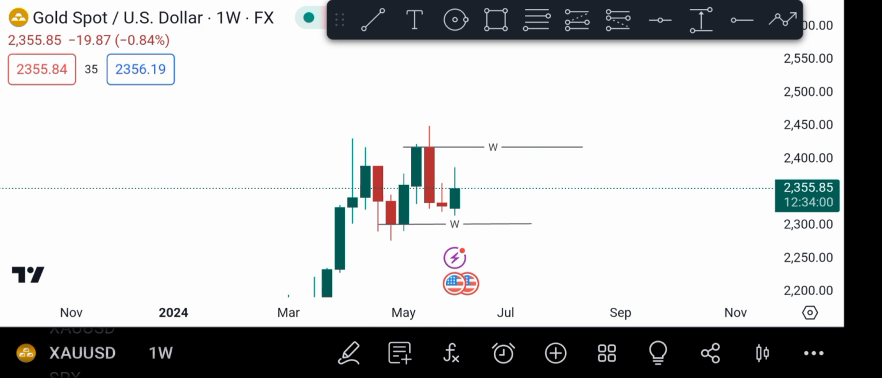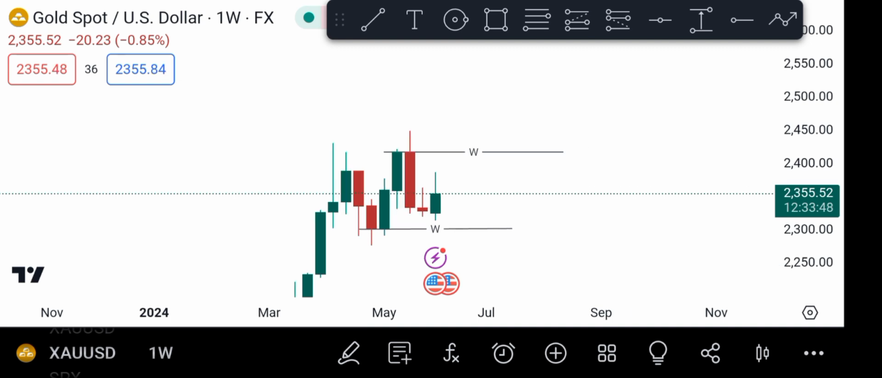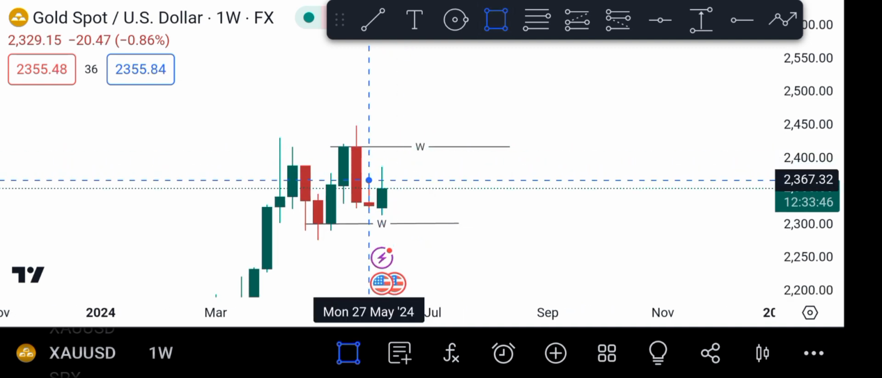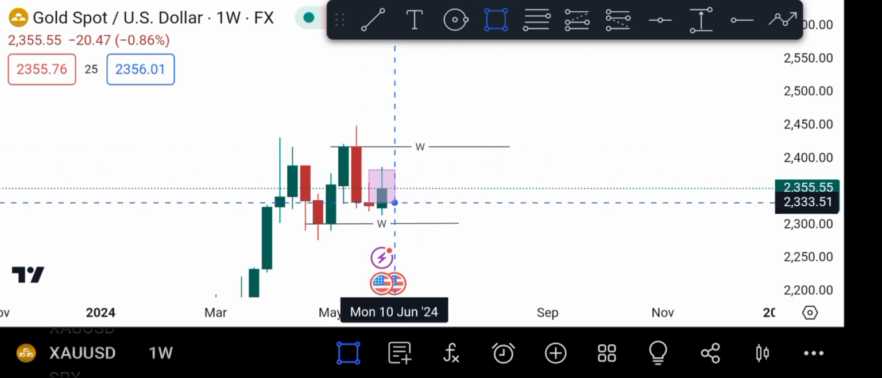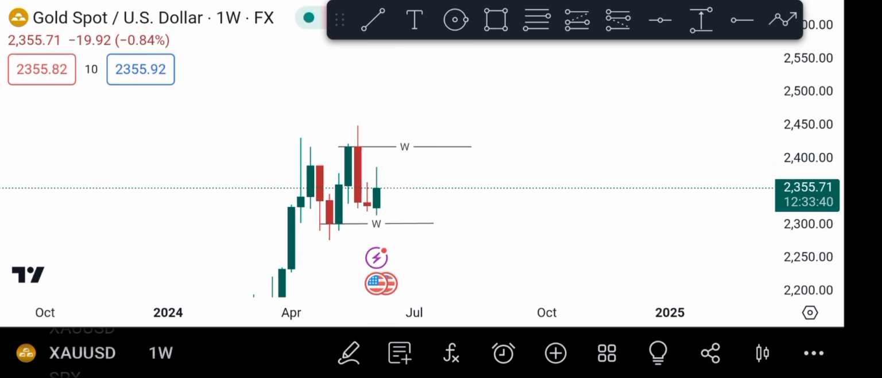So let me just tell you the bias of gold right now. I'm looking for a sell. Right from this point, the market is currently selling, at this exact point. I'm opting for a sell. If you purely know how this stuff works, you should also be looking for a sell.